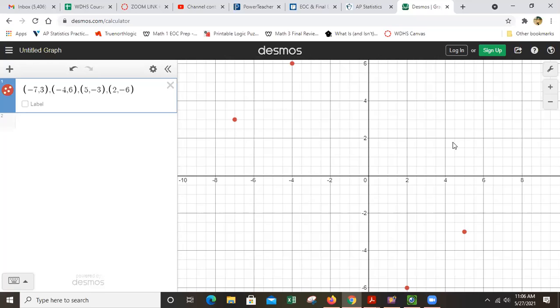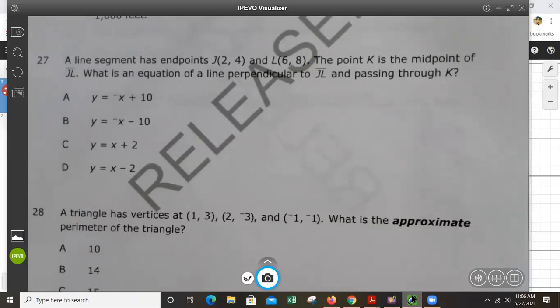Look at 27. A line segment has endpoints 2, 4, and 6, 8. The point K is the midpoint of JL. What is an equation of a line perpendicular to JL and passing through K? What does perpendicular mean? Perpendiculars, they cross, and how specifically do they cross? In a T shape, not an X shape, so 90 degrees.